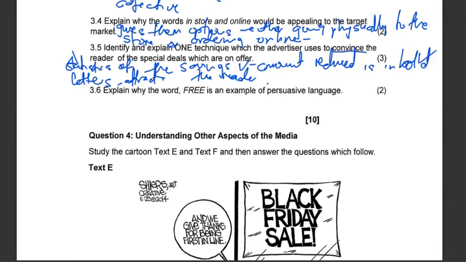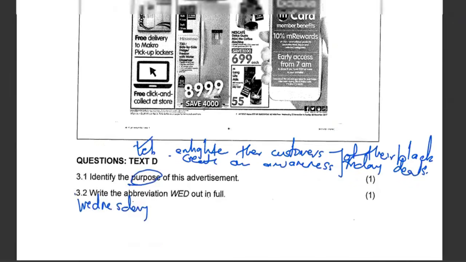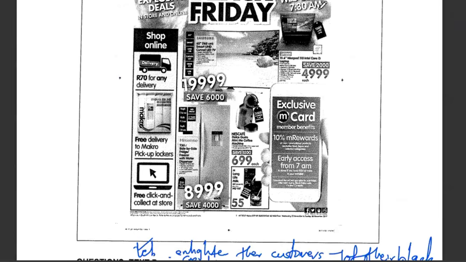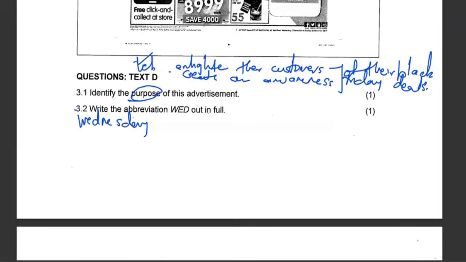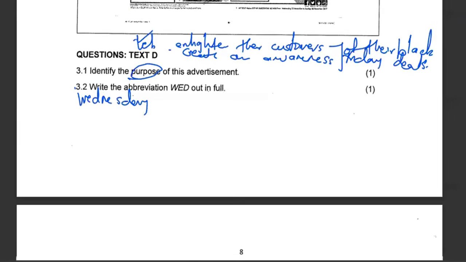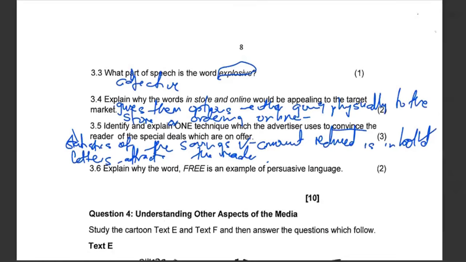Explain why the word free is an example of persuasive language, it says. When it says free, I believe one of the things that it does, what was the free on? Let's be very clear before we generalize. Free delivery to Makro pickup lockers. Okay. It will draw people to actually use that service because they won't have to spend anything. I believe what it does, I think it's action.